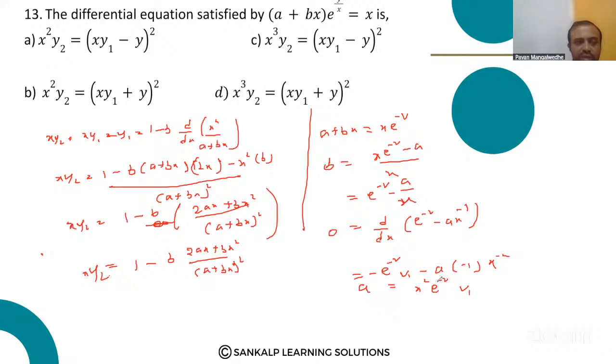So v1, in the sense what? It is as good as taking the x raised to y1 form. Using this condition, we can get option C as the correct answer, because by substituting the value of a, we get x cube into y2. In this x cube into y2, e raised to minus v is what? It is x into y1 minus y, the whole square. So option C is the correct answer.